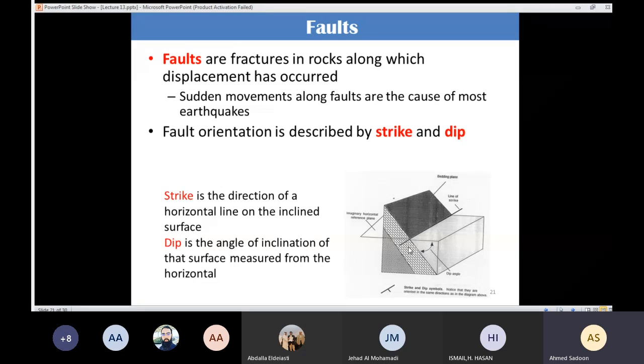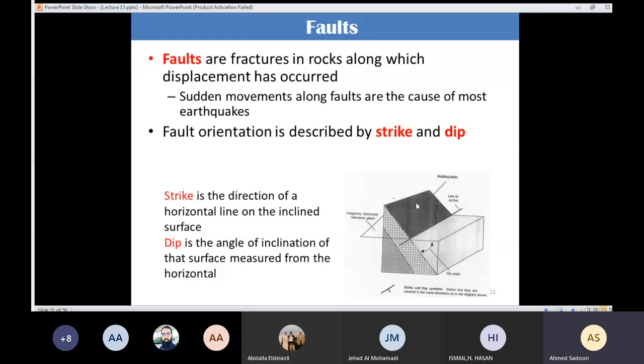And in order to describe the fault, we need to know the strike and the dip. We have many types of the fault, and all of them are described by the strike and the dip. So it is very important to understand what is meant by strike and what is meant by dip. So this one is rock A and this one is rock B, and the fault is going to take place here and is going to be associated with displacement.